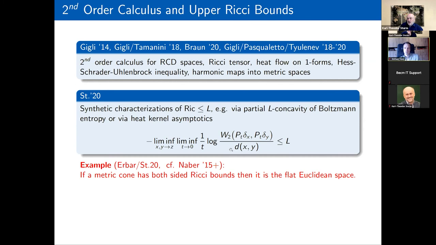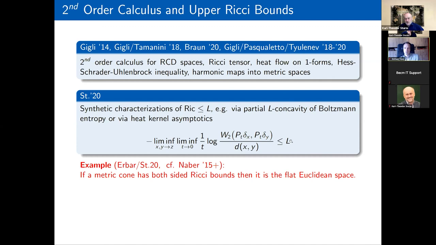But for instance, using this definition in a joint work with Alba, we could verify the following. If we have a metric cone which has both-sided Ricci curvature bounds, then this has to be flat. And this really provides an important advantage of this estimate over many other characterizations, both in the second order calculus or in the function calculus of Nabla, because in all previous calculus, the singularity, the curvature in the tip of a cone was ignored, whereas this definition really also sees the curvature sitting in the tip of a cone.